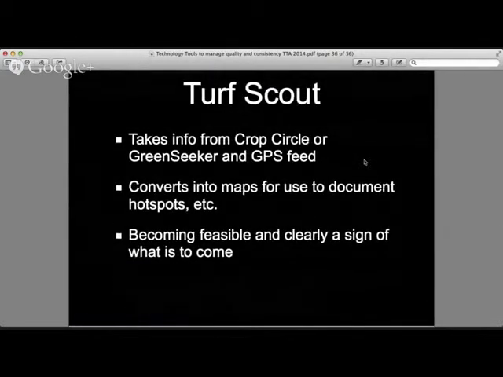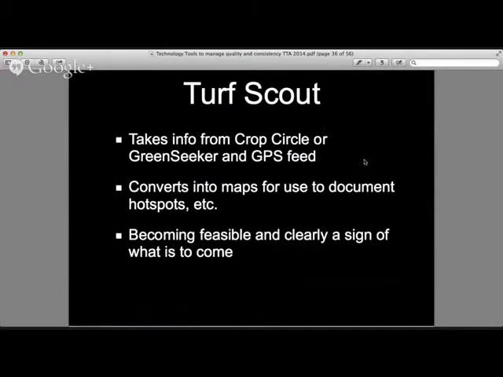So the Turf Scout takes the info from the Crop Circle or the GreenSeeker, which are kind of related technologies, plus the GPS feed, and converts it into maps. You can use it to document what's going on, and it's certainly an indication of what's to come. If we go down one more, let's not forget about the use of our camera.